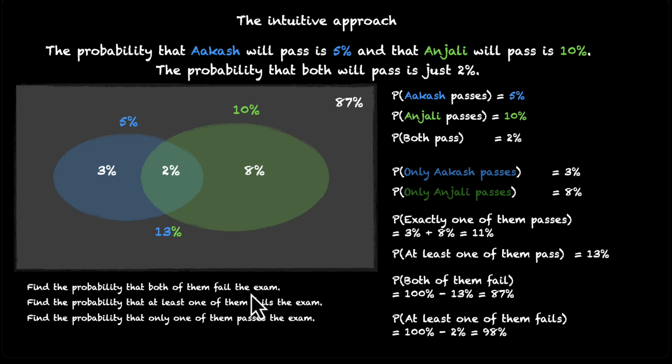We forgot to even look at the questions. Let's see if we have missed anything. Find the probability that both of them fail the exam. Well, that's 87%. The probability that at least one of them fail the exam. Well, that's 98%. And the probability that only one of them pass the exam. Well, that's 11%. So we have basically figured all three of them.